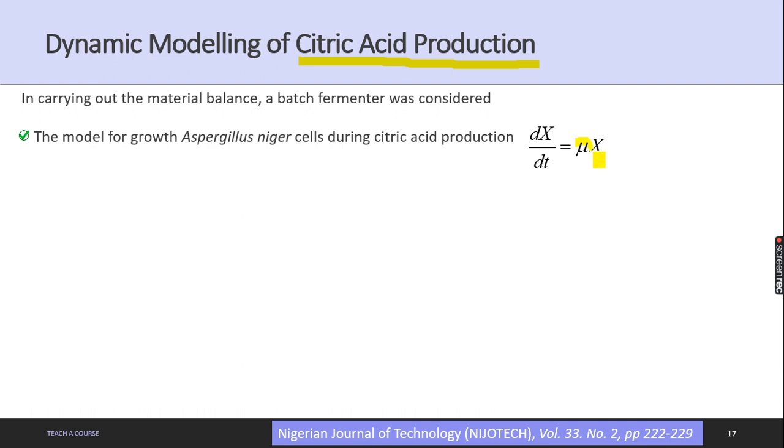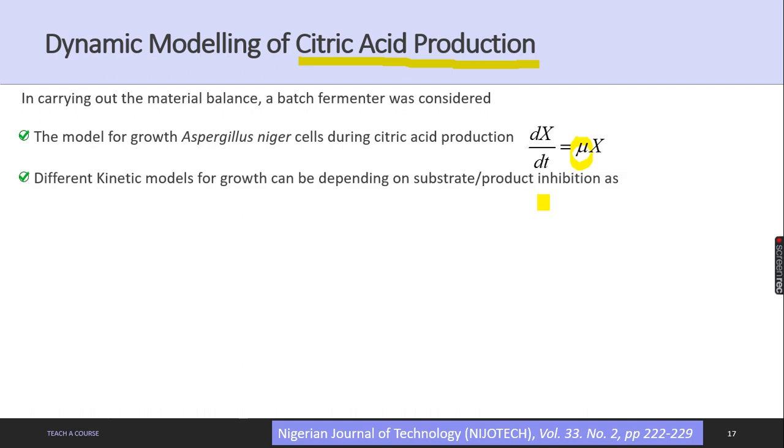Essentially, in all the expressions we will have a similar mathematical representation for growth; the only thing is how we are going to model mu. We can have a choice of differential model expressions. In this case the kinetic models for growth can depend on the substrate and product inhibitors. One can be a simple Monod without any substrate inhibition. We will show you some other models which have substrate inhibition or product inhibition as well, so mu will be replaced with a few other terms.